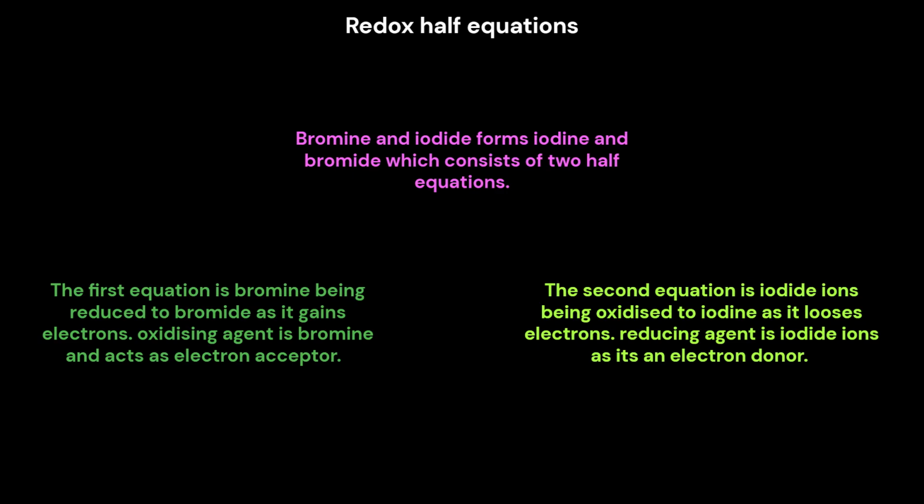Redox half equations. Bromine and iodide form iodine and bromide, which consists of 2 half equations. The first equation is bromine being reduced to bromide as it gains electrons. The oxidizing agent is bromine and acts as an electron acceptor. The second equation is iodide ions being oxidized to iodine as they lose electrons. The reducing agent is iodide ions, as it's an electron donor.